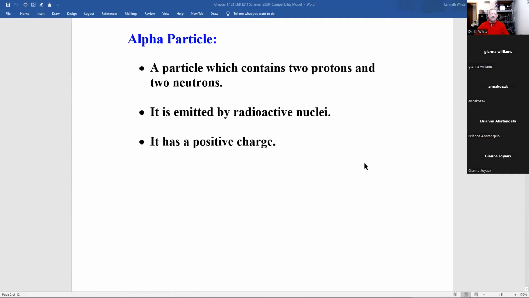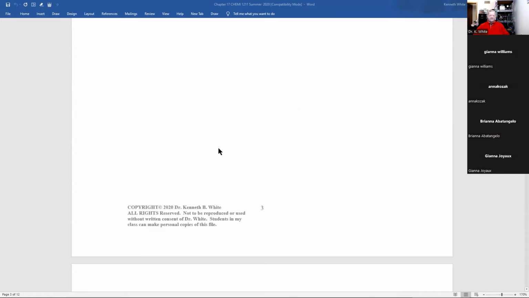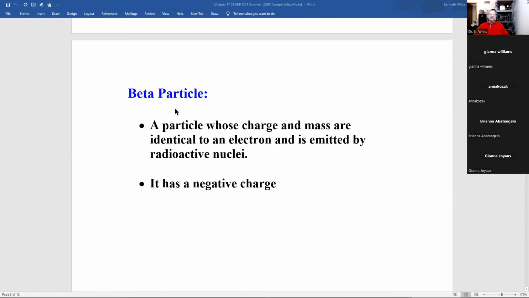Now, there are different types of radiation. One is called an alpha particle, and this comes from a radioactive isotope, and it contains 2 protons and 2 neutrons. And obviously, because protons have a positive charge and neutrons have no charge, it has a positive charge. Next one is called a beta particle. A beta particle is a particle whose charge and mass are identical to electrons.